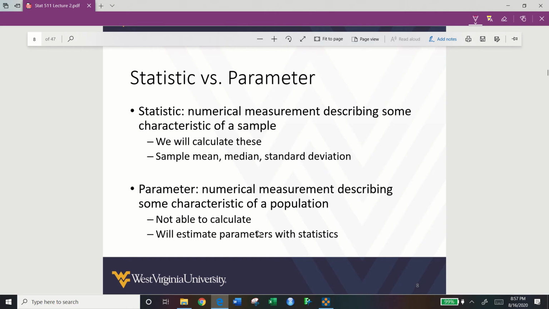So a statistic is a numerical measurement describing some characteristic of a sample. And we often will be able to easily calculate these, such as the sample mean, the median, and the standard deviation. A parameter is a numerical measurement describing some characteristic of a population. Usually we are not able to calculate this without a census, and we instead will estimate our parameters with statistics.